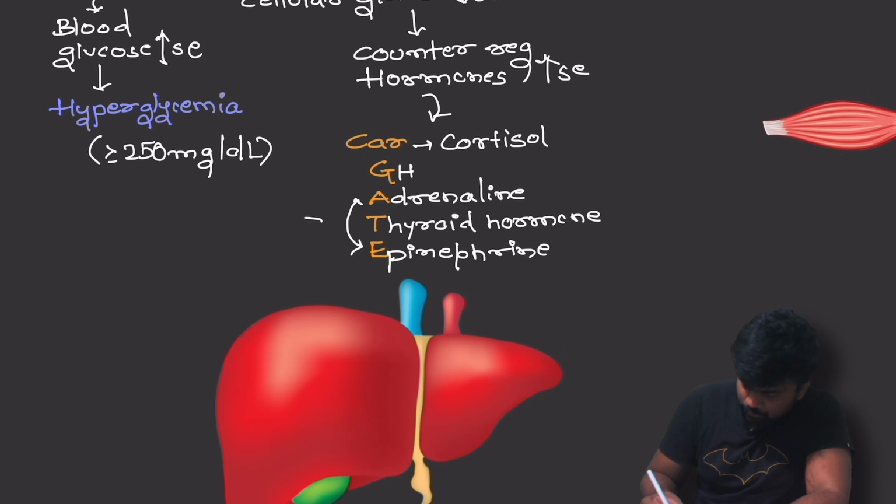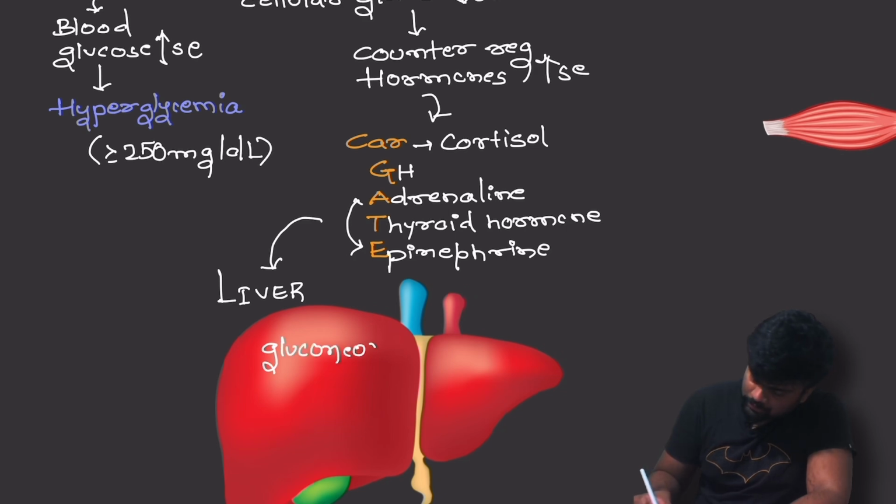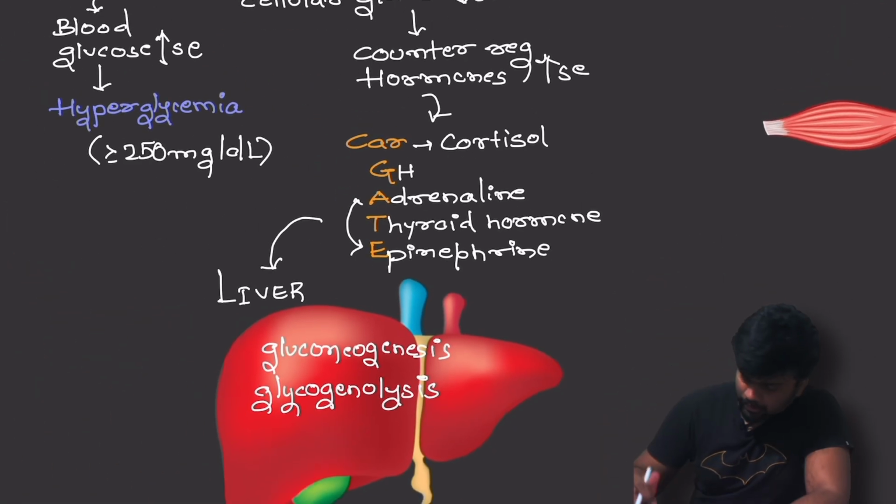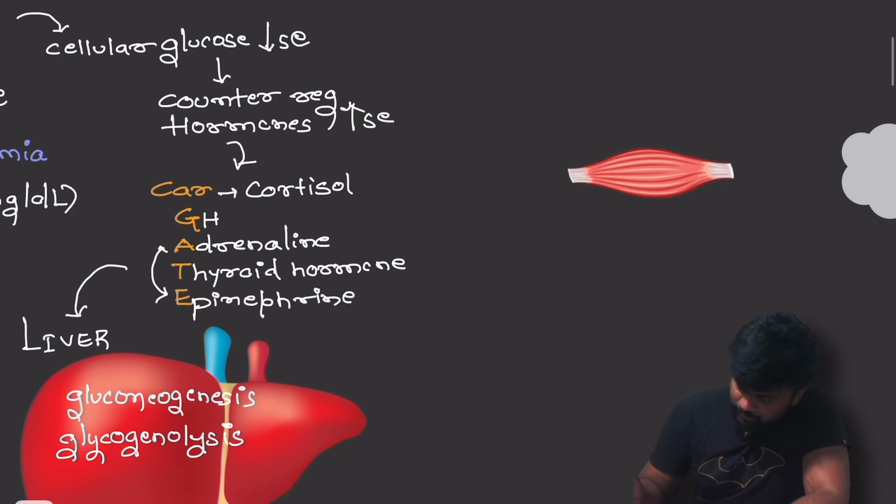Now these counter-regulatory hormones will act on the liver and cause gluconeogenesis and glycogenolysis. Gluconeogenesis means synthesizing glucose from other substances. Glycogenolysis means breaking down glycogen. Now, the effect of insulin deficiency is seen in another two areas. One is muscle and another is adipocyte.